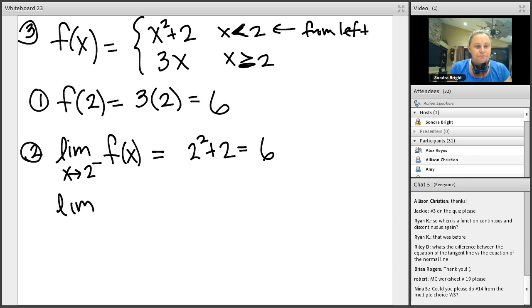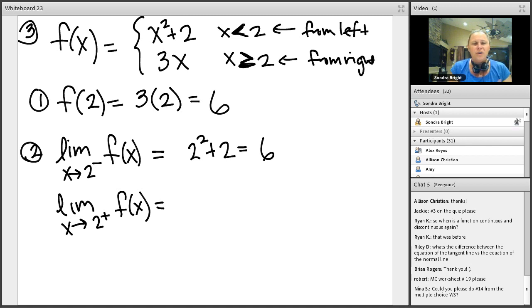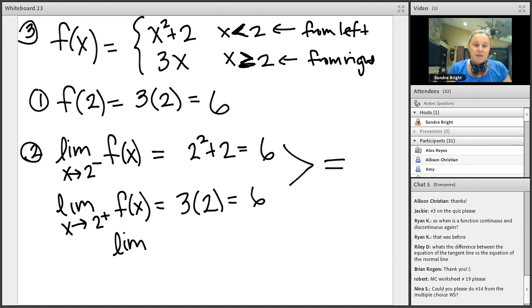The limit as x approaches 2 from the right, this is for x greater than or equal to 2, so this is from the right. You're going to plug it in that way. I'll graph this for you in just a second to show you that what I'm saying is true. So from the left is 6, from the right is 6, and since these two are equal, we say the limit as x approaches 2, not from the left or from the right, just 2, is 6.